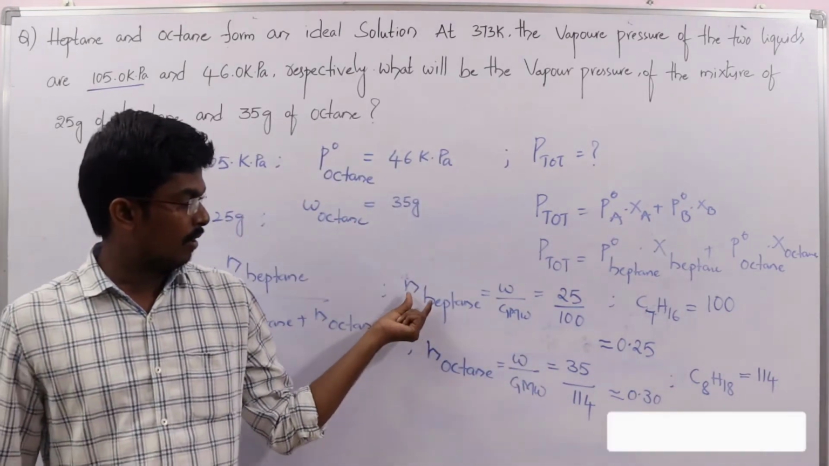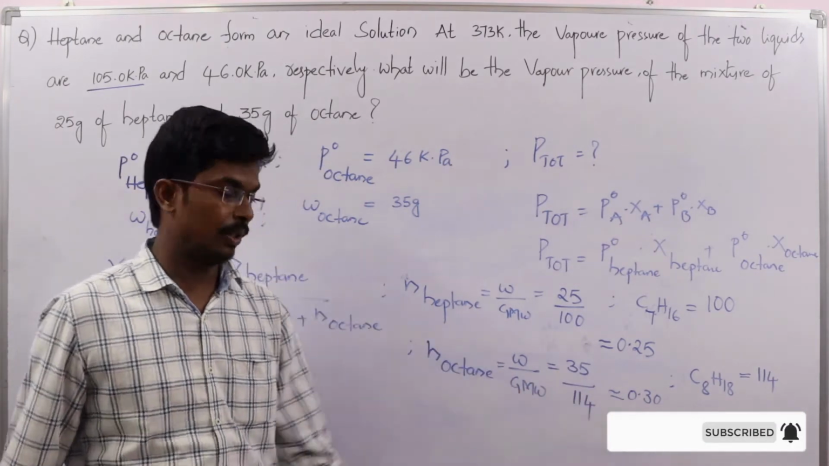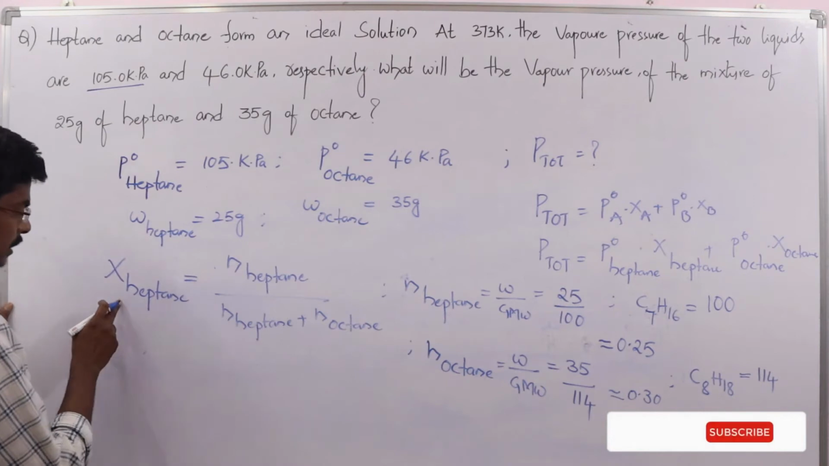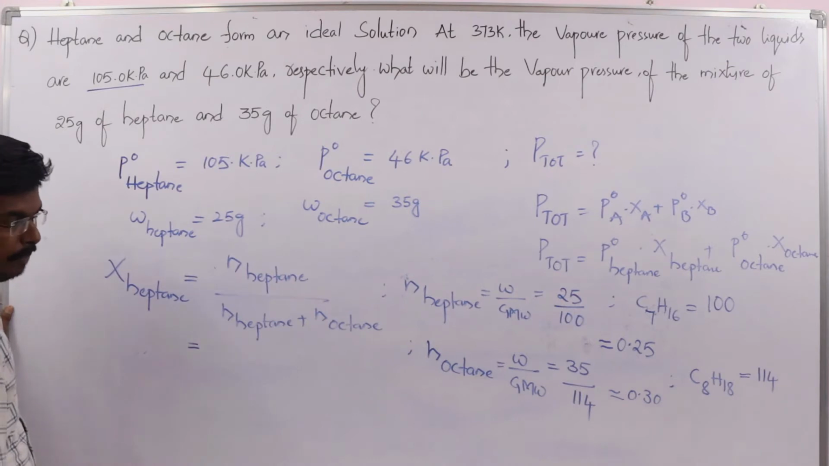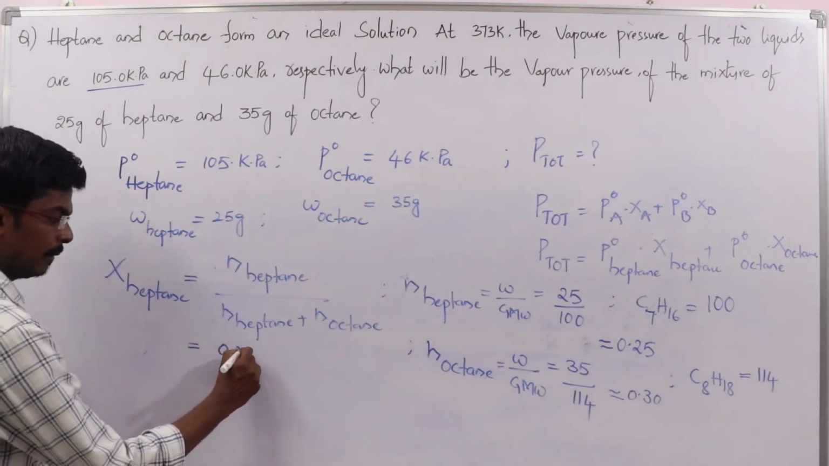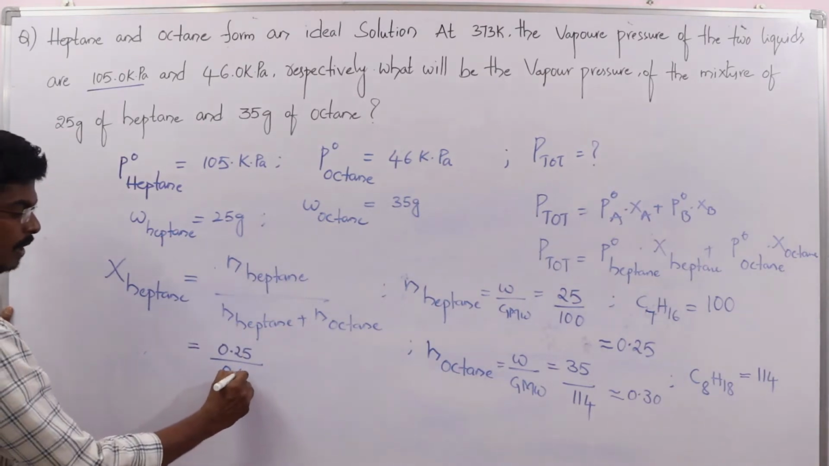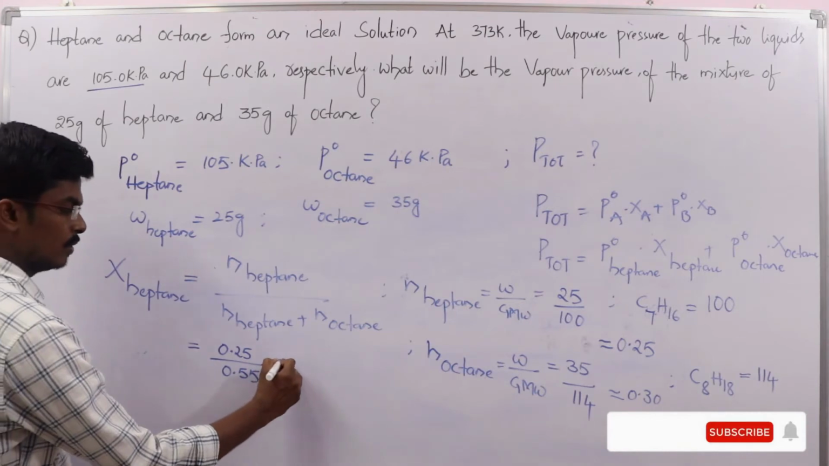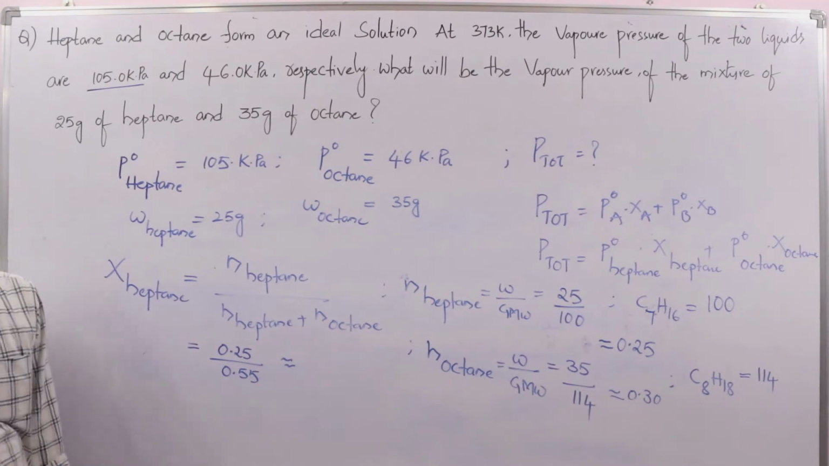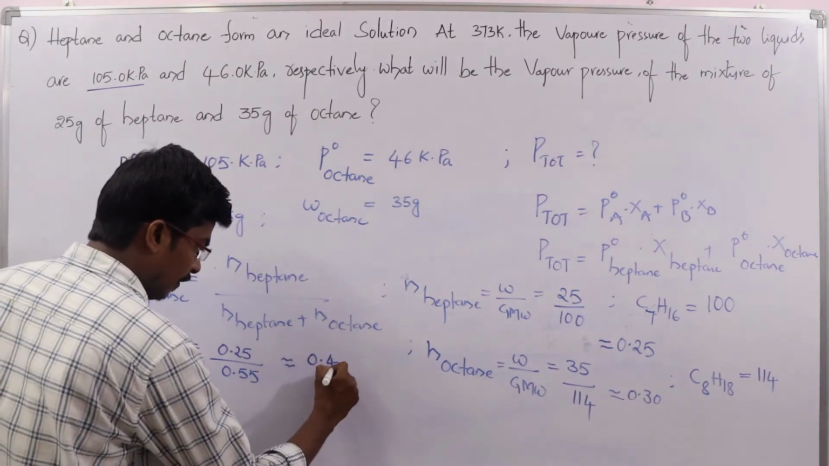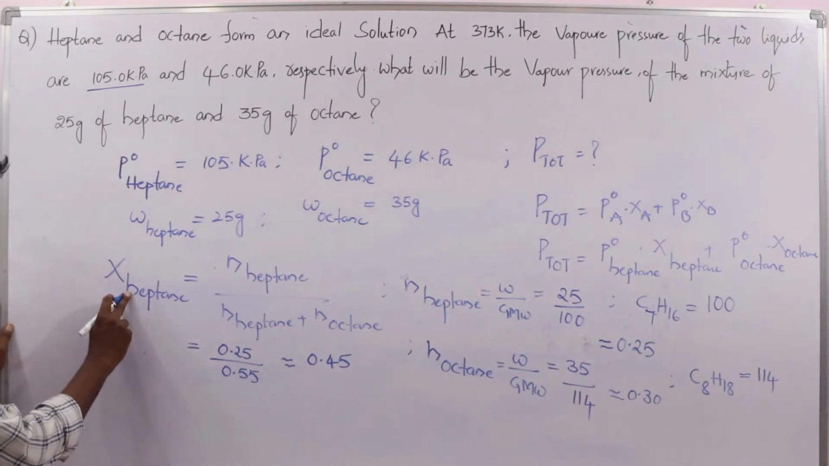Okay. So here we got number of moles of heptane 0.25, number of moles of octane 0.30. From here it is possible to calculate X heptane. So how much do you get for X heptane? X heptane is equal to n heptane by n heptane plus n octane, that is 0.25 by 0.55. You will get approximately 0.45. Okay, 0.45. This is the mole fraction of heptane.